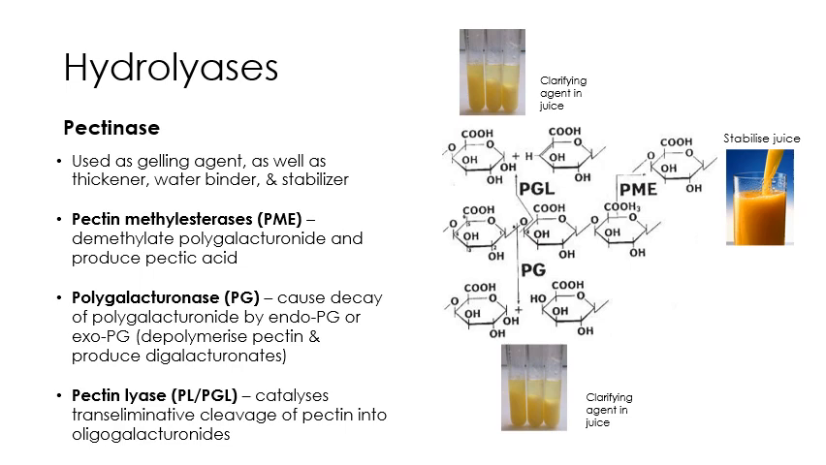We also have polygalacturonase, which can cleave polygalacturonide by endo-PG or exo-PG. This helps in depolymerizing pectin and leads to the production of digalacturonates. This can be used as a clarifying agent in juice, as well as pectin lyase, which helps in catalyzing trans-eliminative cleavage of pectin into oligogalacturonides. This can also be used as a clarifying agent in juice.